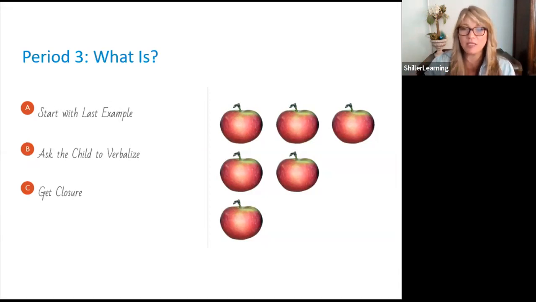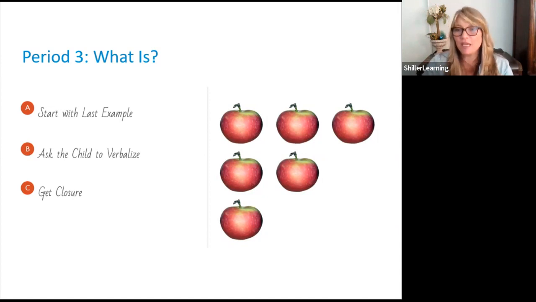You only want to begin the third period when the child is confident with the language and the concept of the previous two periods. This is where that careful observation is coming in: observing, following the child. Another important note about the third period is that this period is reserved for verbal children, or for kids who are able to say the words that they've been learning.